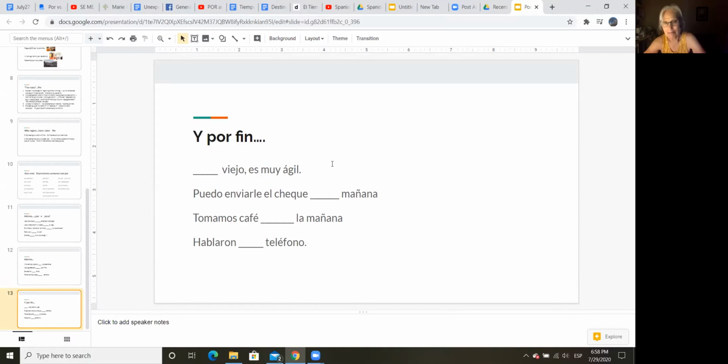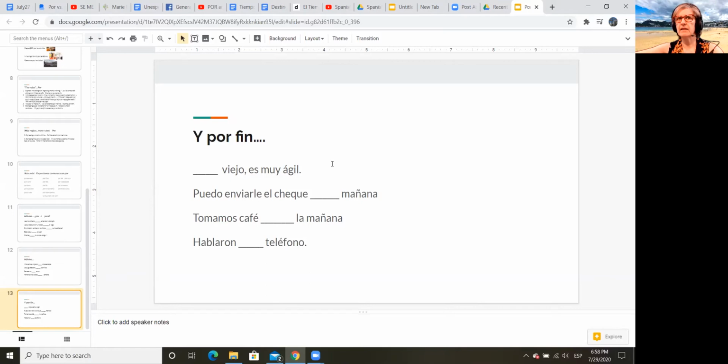This one. Para. Ágil es agile, nimble. Say para. Para viejo. Para viejo es muy ágil. For an old guy, he's very, you might say spry, agile, nimble, right? Para viejo es muy ágil.